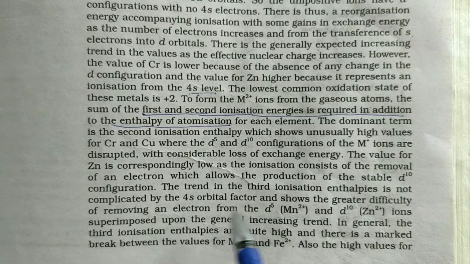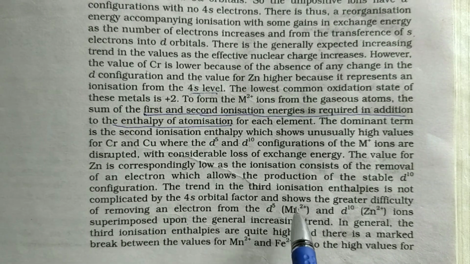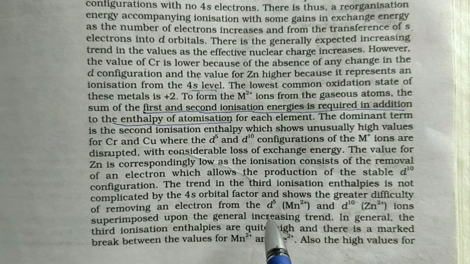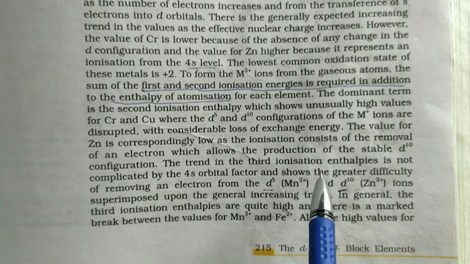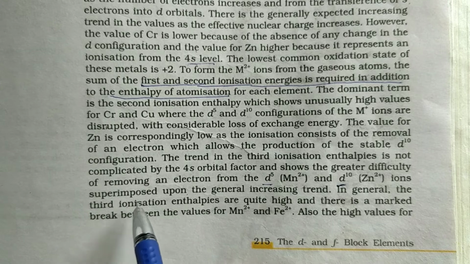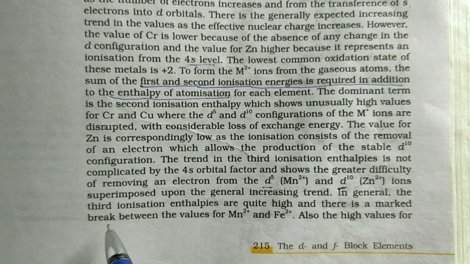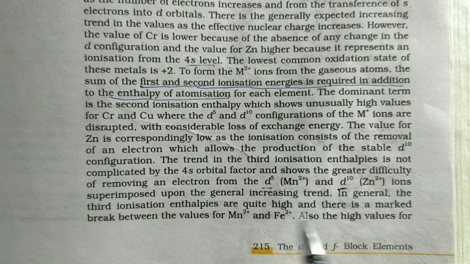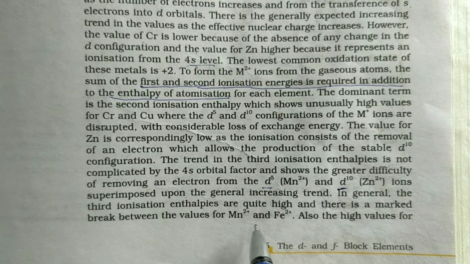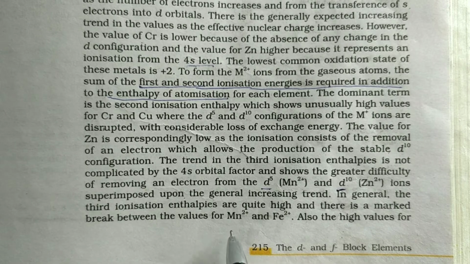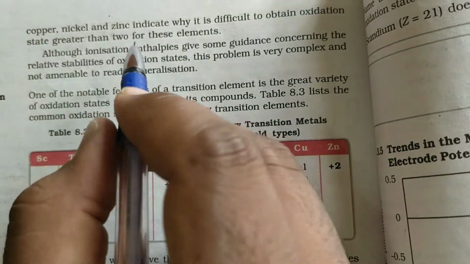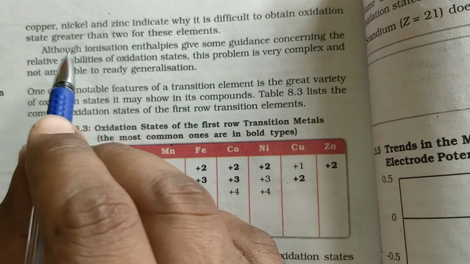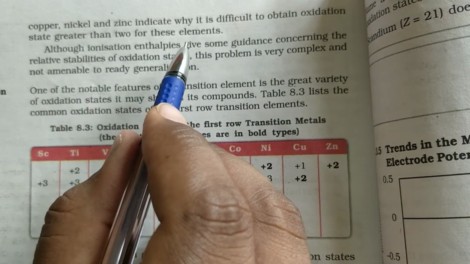The trend in the third ionization enthalpies is not complicated by the 4s orbital factor and shows the greater difficulty of removing an electron from the d5 and d10. It is very difficult to remove the electron from d5 and d10 configuration ions, superimposed upon the general increasing trend. In general, the third ionization enthalpies are quite high and there is a marked break between the values of Mn+2 and Fe+2. Everything was explained. Go through it once again. Also the high values for copper, nickel and zinc indicate why it is difficult to obtain an oxidation state greater than 2 for these elements. Already explained.